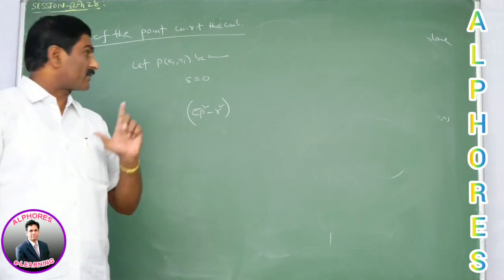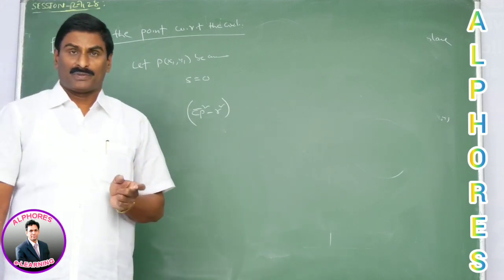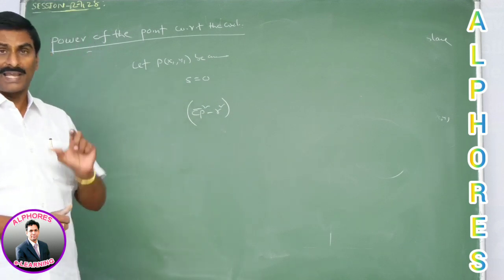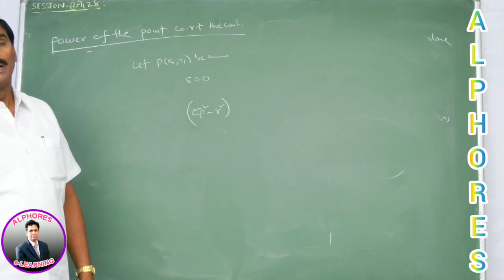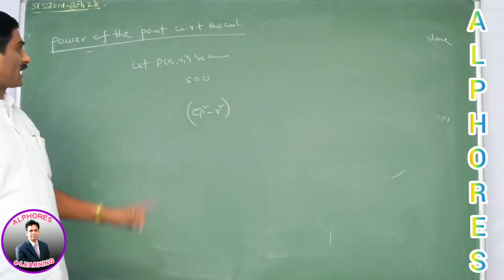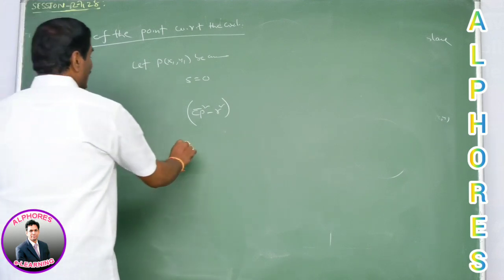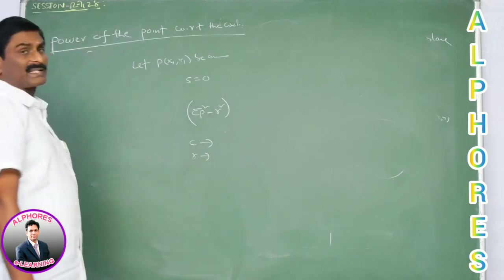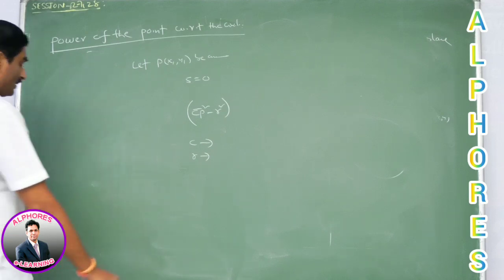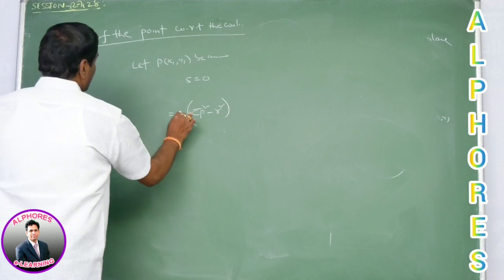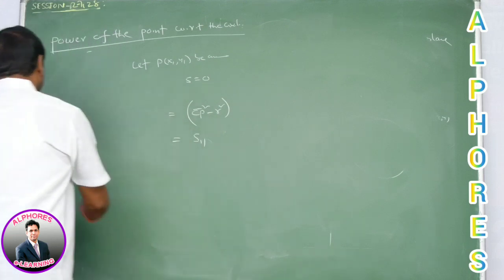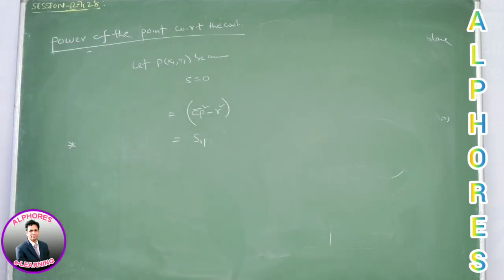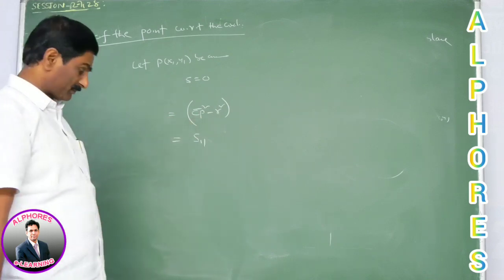Let P(x1, y1) be any point in the plane containing the circle S = 0. Then the value of CP square minus R square is said to be the power of the point with respect to the circle S = 0, where C is the center of the circle and R is the radius of the circle. In this case, the power of the point is equal to CP square minus R square. That value is also equal to S11. Please note this point: the power of the point P(x1, y1) with respect to the circle S = 0 is also S11.